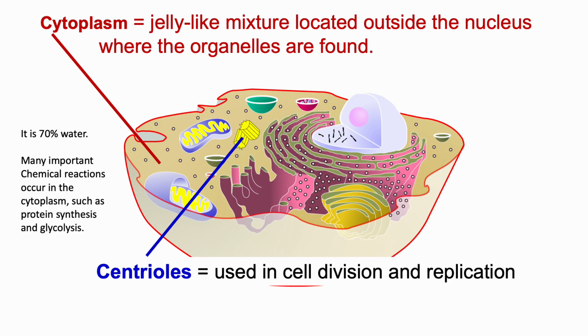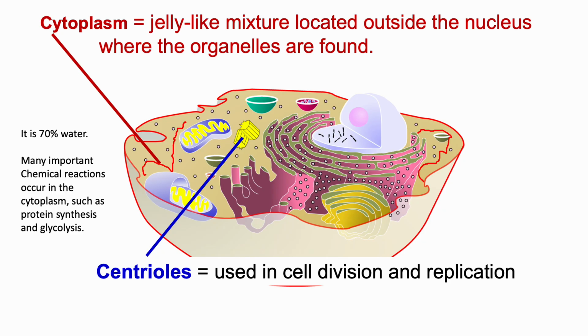Cytoplasm, it's a jelly-like mixture located outside the nucleus. This is where we find our organelles. So the cytoplasm, all of this beige area in here, is found throughout the whole cell outside that nucleus in here. That's all representing cytoplasm. And then these structures embedded within the cytoplasm, those represent your different organelles. The cytoplasm is roughly 70% water. Many important chemical reactions occur in the cytoplasm, such as protein synthesis and glycolysis.